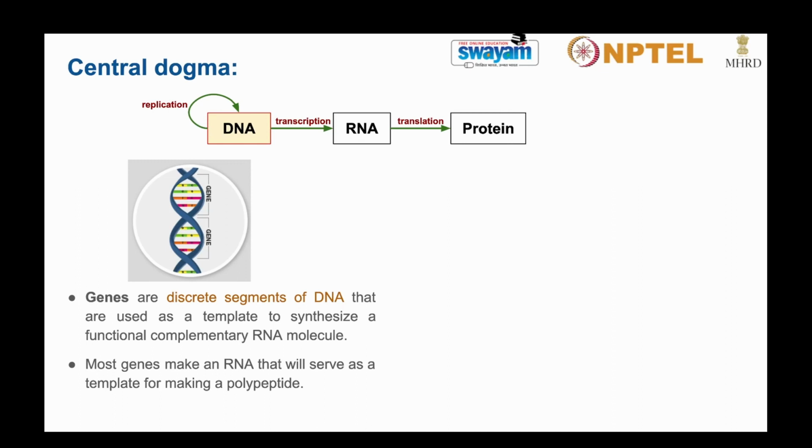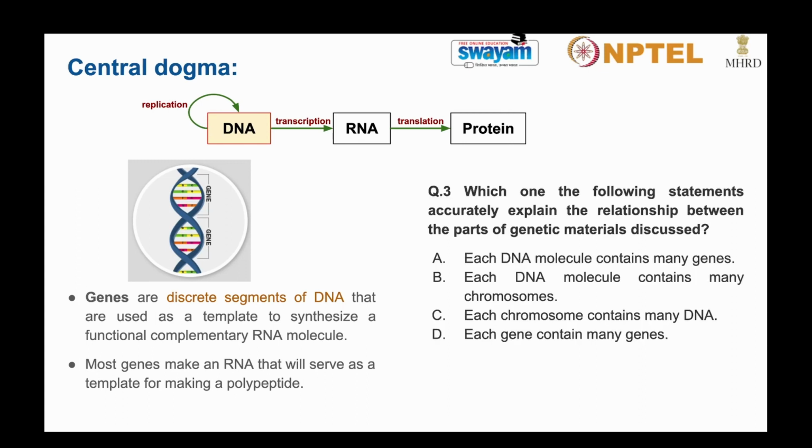Thanks. Yeah. So, okay. As I've already discussed, all the genes will not code for the protein coding RNA. Certain RNAs will have a regulatory role, but we will still call those genes, even if they are not coding for the protein. So here's another question. I think it was mentioned in assignment 0 if you have attended that assignment. The question says, which one of the following statements accurately explains the relationship between the parts of genetic material discussed? So now we have to read these statements carefully and check which one is the accurate statement.